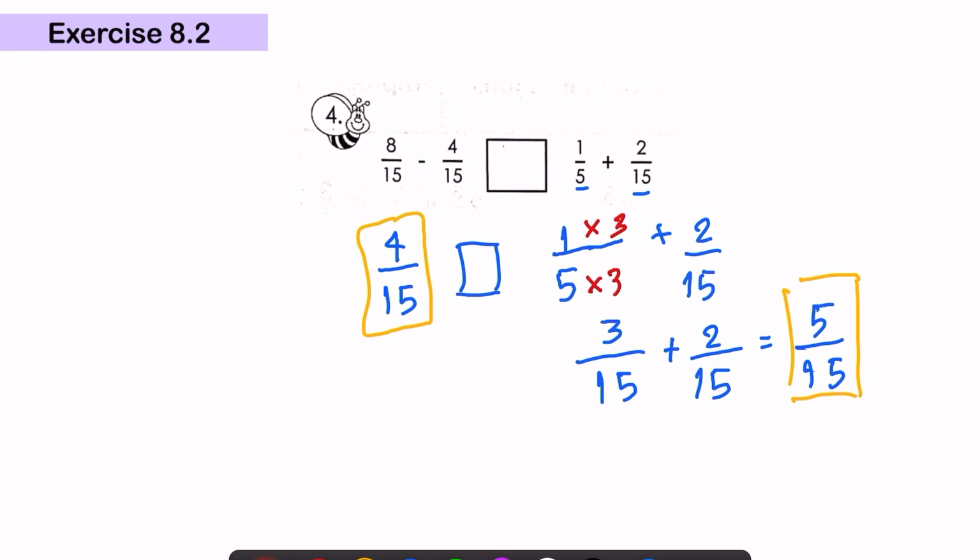Okay, 4 over 15 compare with 5 over 15. So 4 is less than 5 and less than is the answer. And that's it. Easy, right?